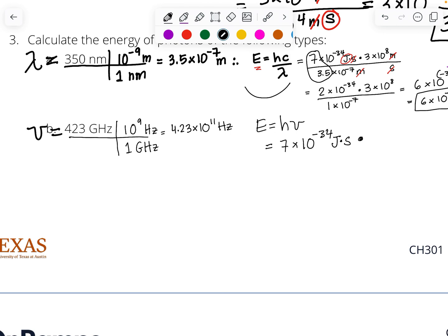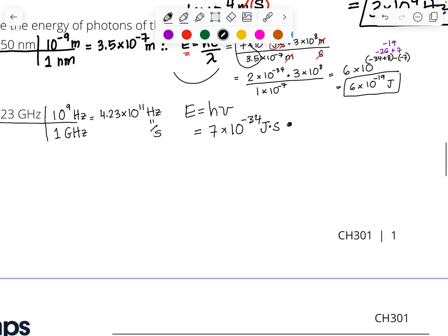And remember, a hertz is a per second, so those equal each other. So that is going to be 4.23 times 10 to the 11, and I'm going to go ahead and put per seconds. Well, what do you notice? I have seconds on the top and I have seconds on the bottom. So those cancel. So I'm only left with joules, which is good because that's how we measure energy.